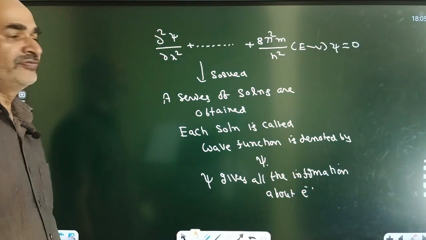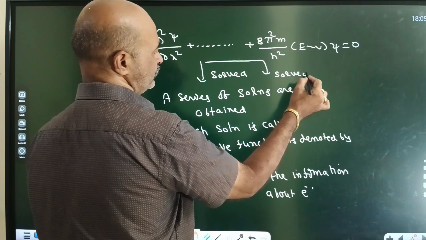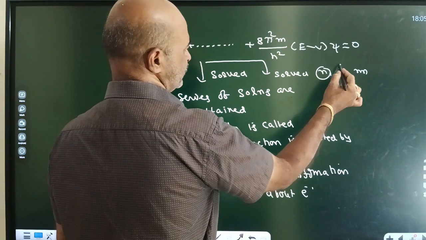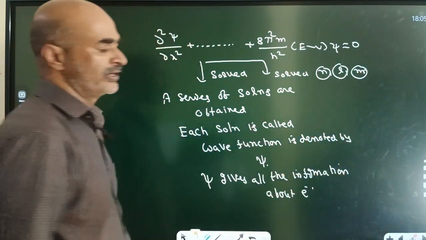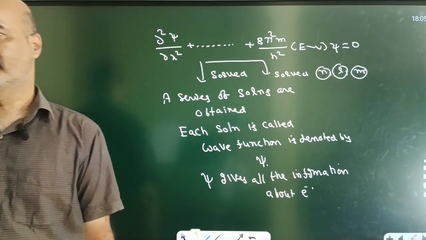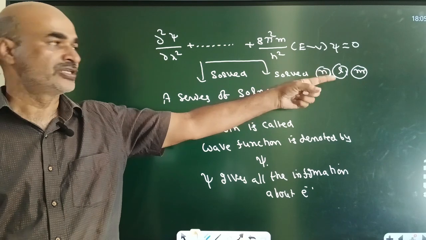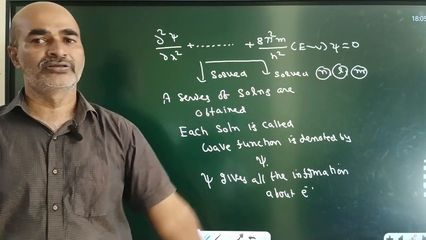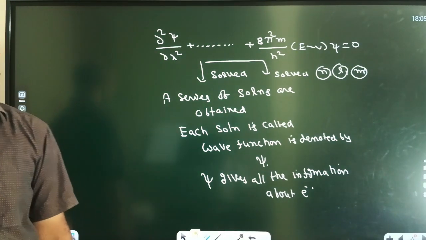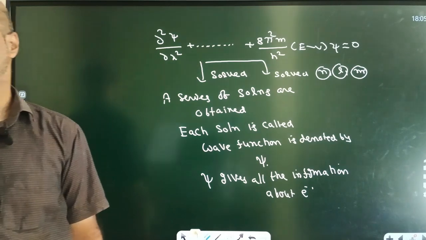Similarly, when the Schrodinger wave equation is solved, three quantum numbers are obtained: principal quantum number, azimuthal quantum number, and magnetic quantum number, but not the spin quantum number.